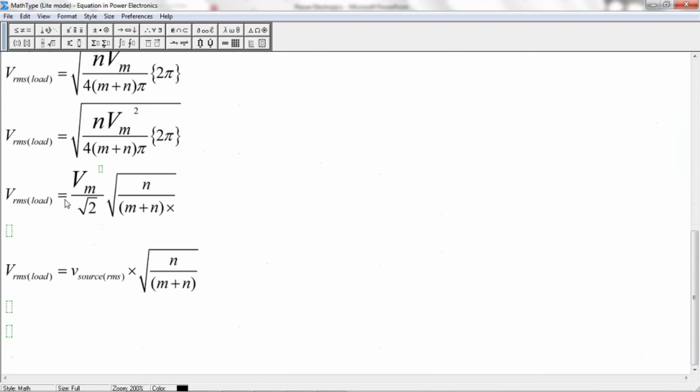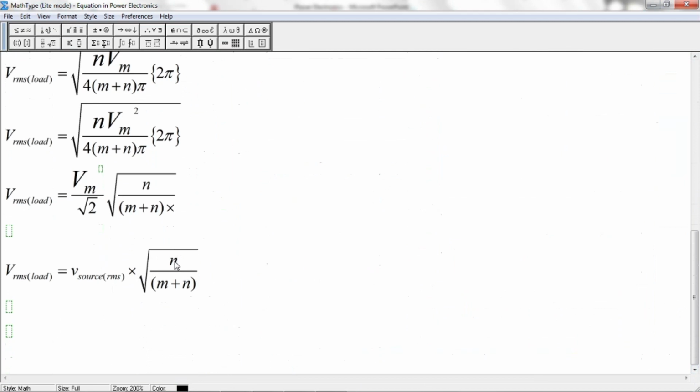What is Vm by root 2? V source RMS into root of n by m plus n. So what I am saying here, Vrms of the load is V source RMS into root of n by m plus n. If you keep m plus n constant, for example m plus n is 8, and n is 4, m is 4, then 4 by 8, root of half.